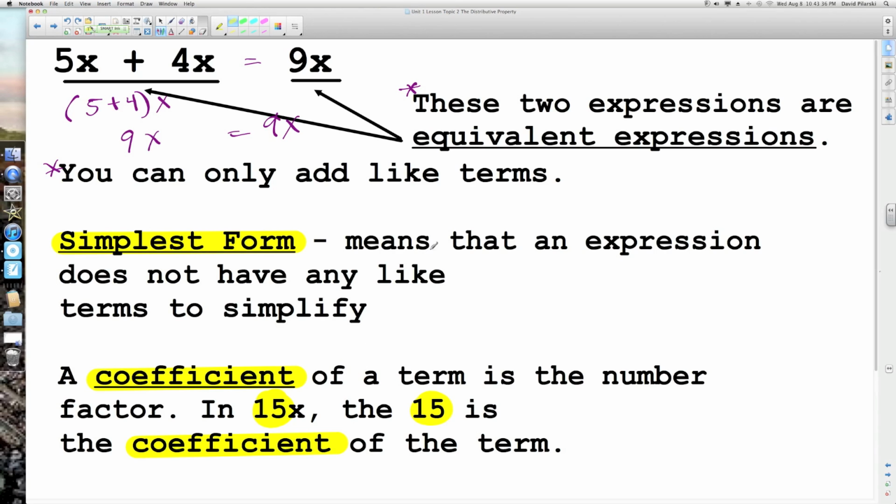So to take away from here, we have equivalent expressions are formed when you combine like terms. So we could write 5x plus 4, or we could write 9x. Things are in simplest form when there are no other like terms to be simplified, and the coefficient refers to the number in front of the variable.